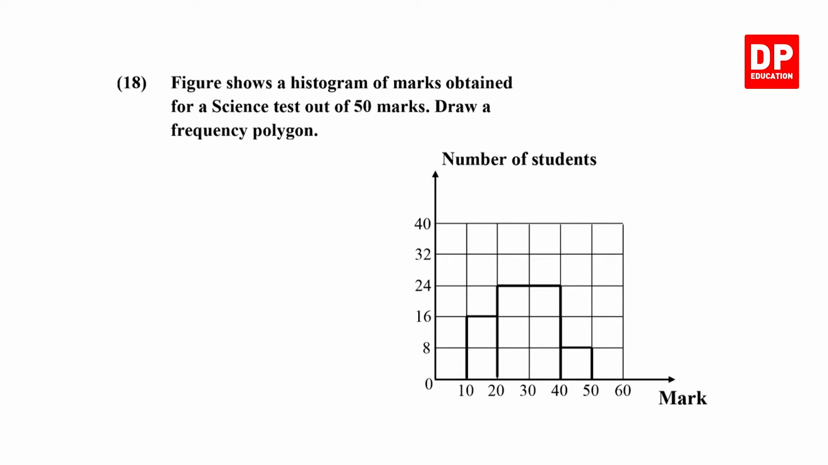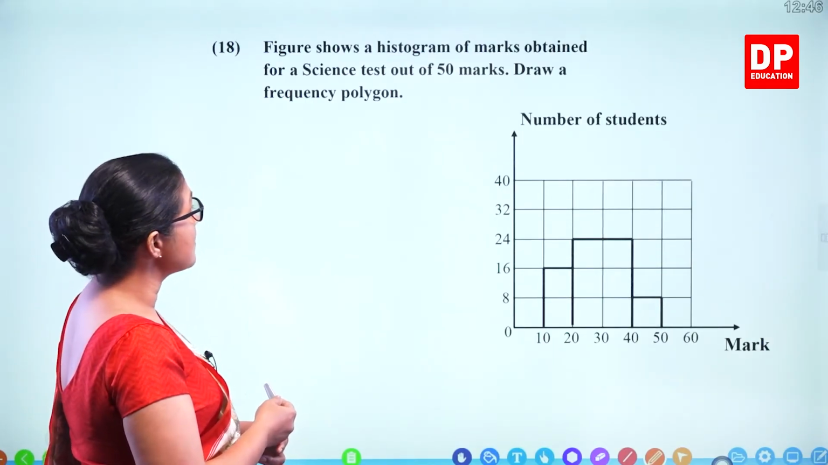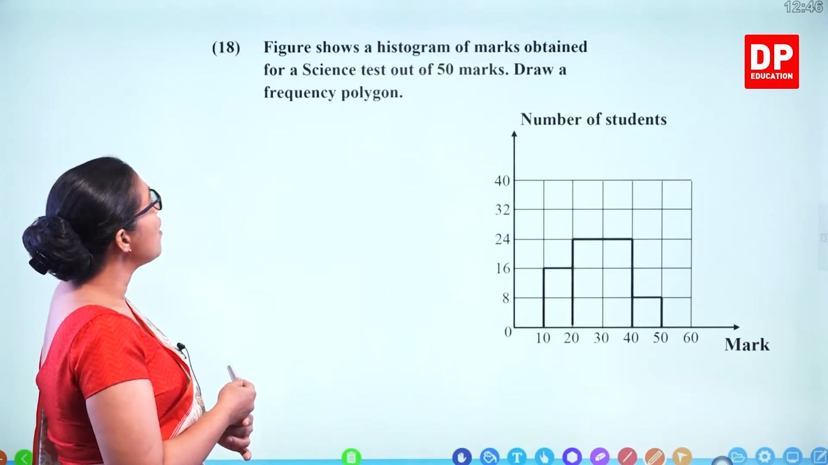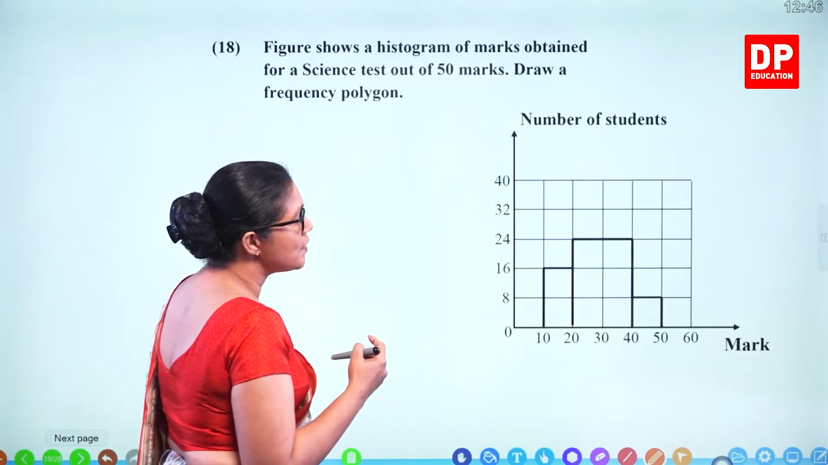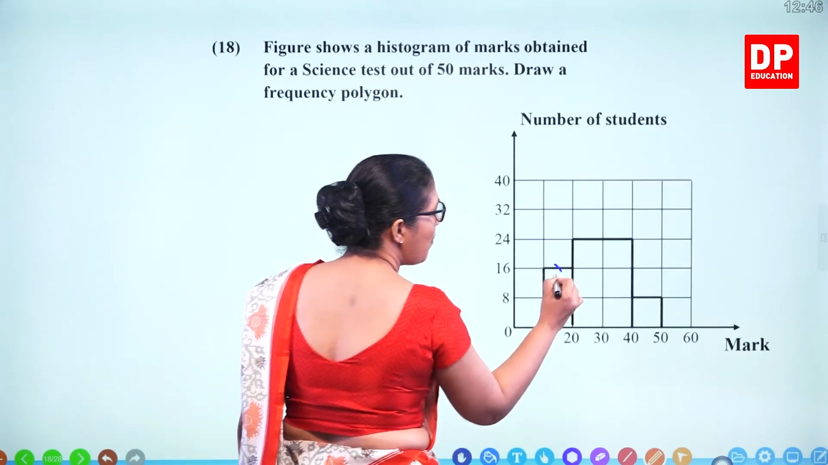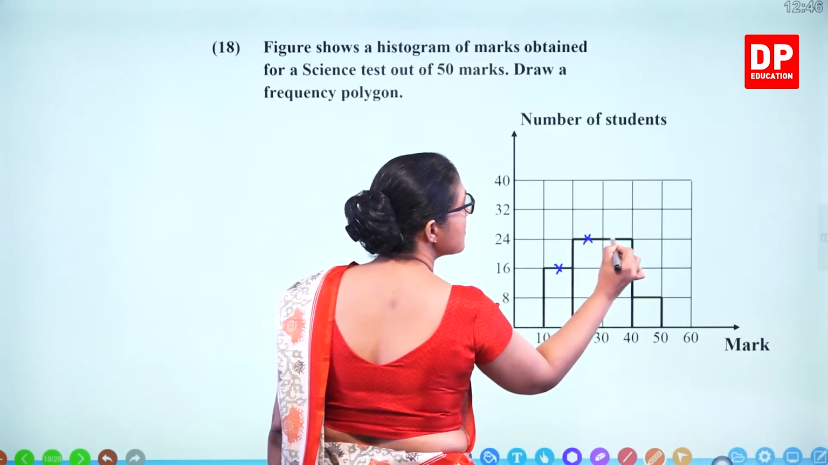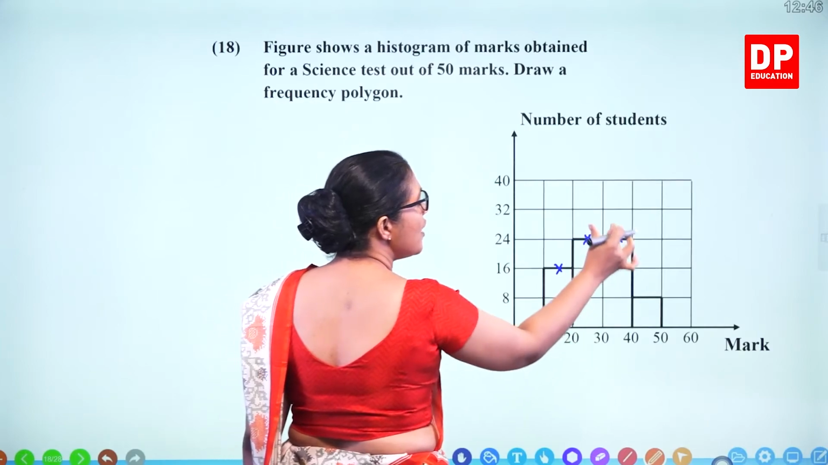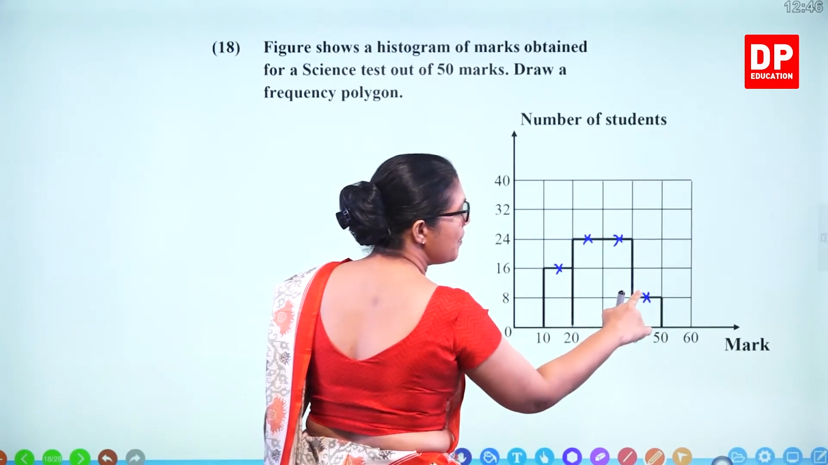Question number 18. Figure shows a histogram of marks obtained for a science test out of 50 marks. Draw a frequency polygon. So how do you draw a frequency polygon? You select the midpoints and connect them. So the midpoint of this interval is this. For this one, this is this one. So you have to take equal bars. This one is this midpoint.